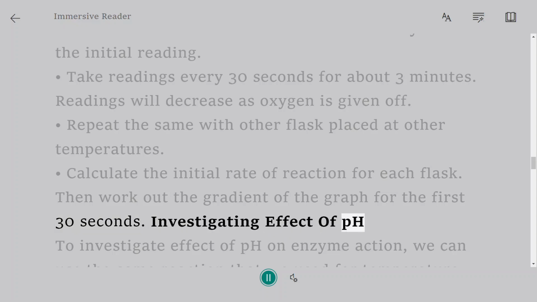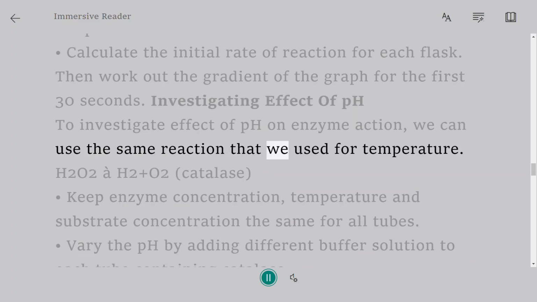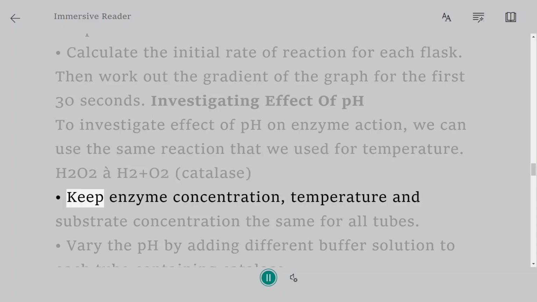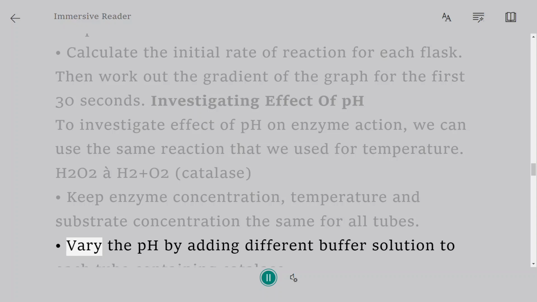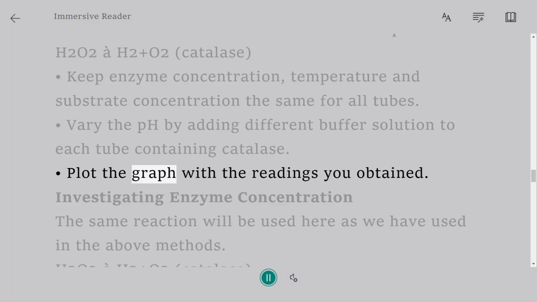Investigating pH. To investigate the effect of pH on enzyme action, we can use the same reaction that we used for temperature. H2O2 to H2O plus O2, catalase. Keep enzyme concentration, temperature and substrate concentration the same for all tubes. Vary the pH by adding different buffer solutions to each tube containing catalase. Plot the graph with the readings you obtained.